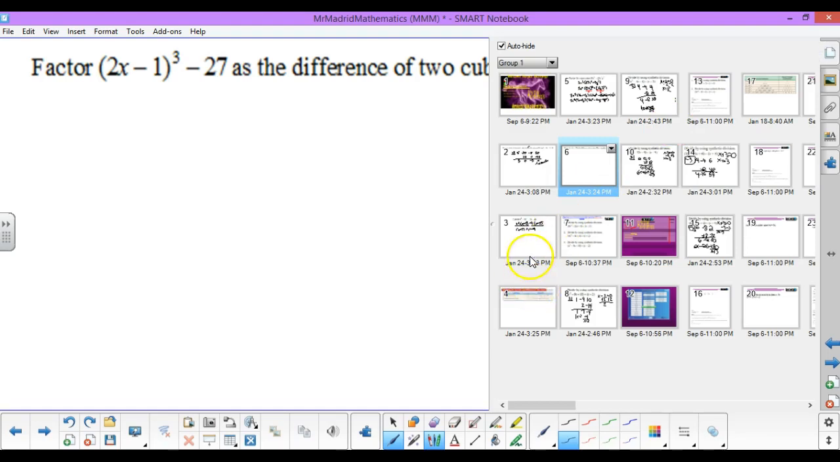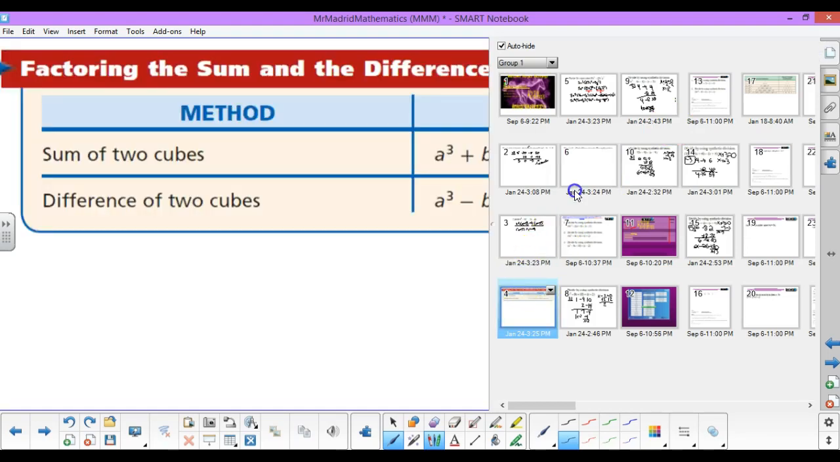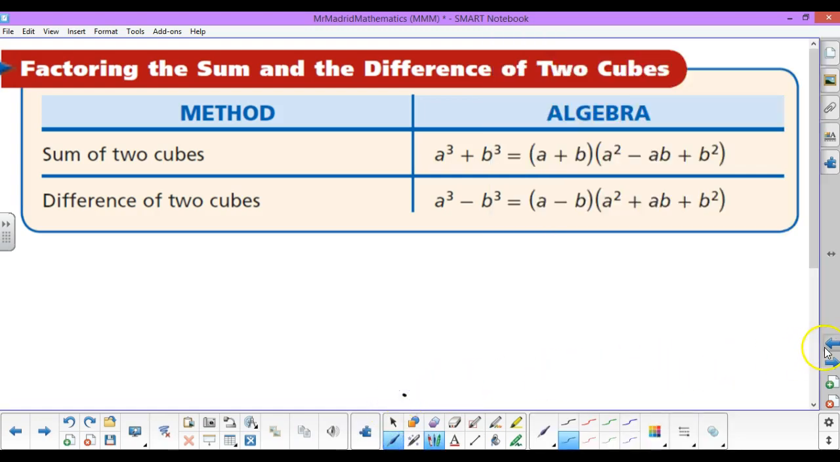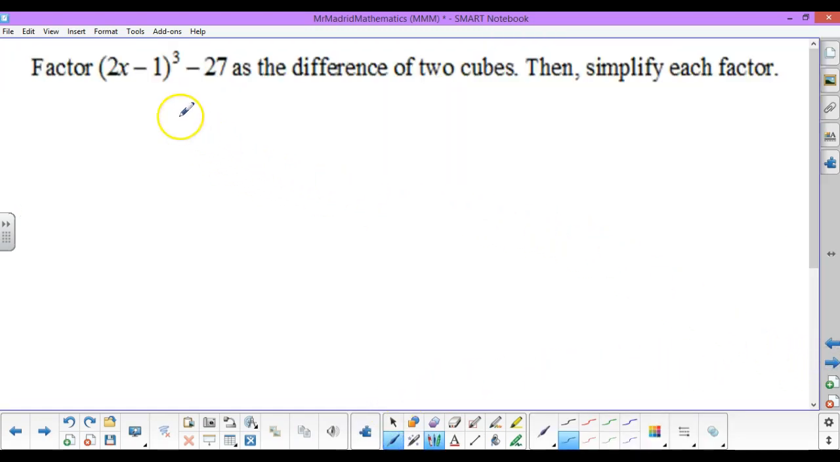Now I am going to be referring to the formula chart, so let me drag that a little closer to home here. Alright, with this next one, it says factor the following expression as a difference of 2 cubes and simplify each factor. So this is something cubed minus some expression. You're going to get really good at identifying perfect cubes. So in this case I can easily rewrite it as 2x minus 1 cubed minus 3 cubed.